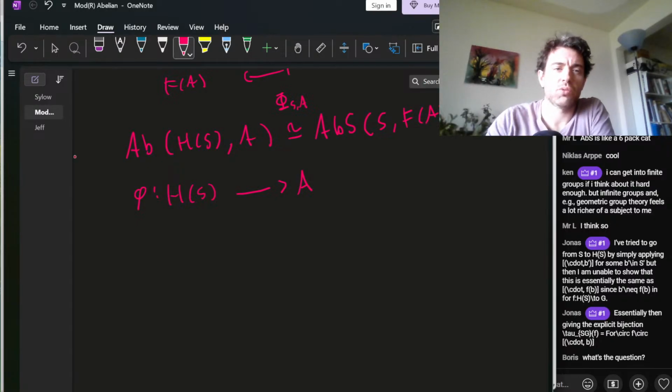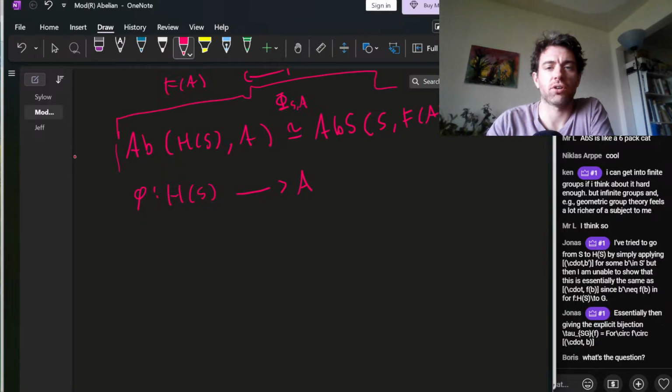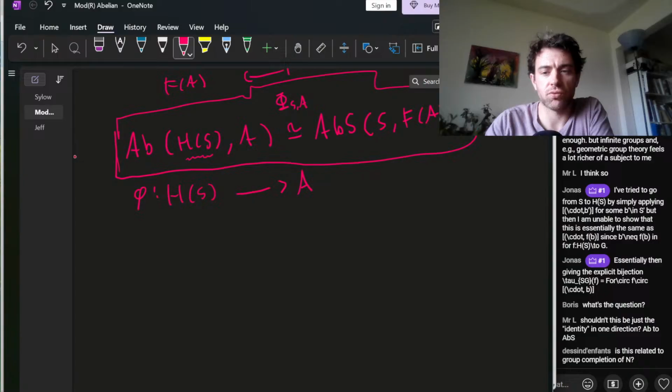The question, Boris, is we're trying to show that these are adjoint. So H is the groupification functor from commutative semigroups, and this is the forgetful functor from abelian groups. Shouldn't this just be the identity in one direction? I think it should just be the identity in one direction. That's true.